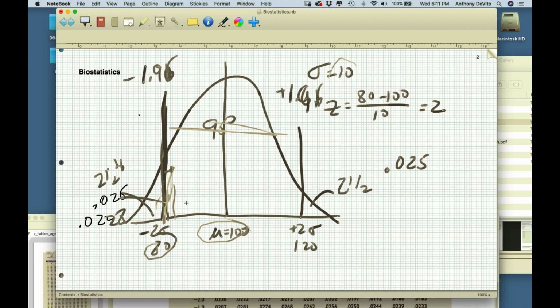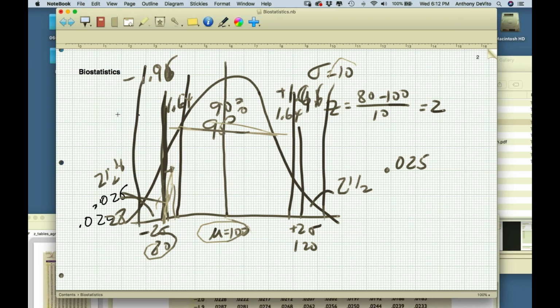Just so you know, there's a couple of other interesting numbers here. If instead I were 1.64 standard deviations to the left and to the right of the mean, that would represent 90% of the population, right? And if I were 2.58 standard deviations to the left of the mean and to the right of the mean, that would represent 99% of the population, leaving a 0.5% here and a 0.5% here.